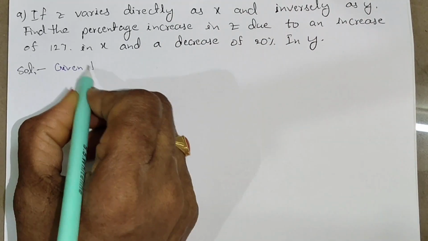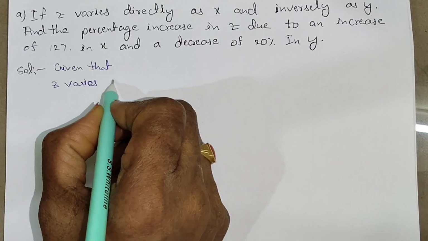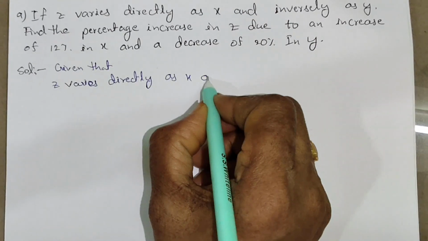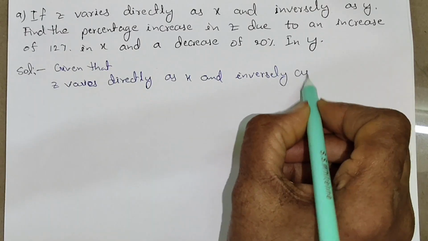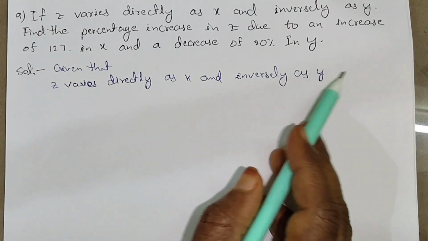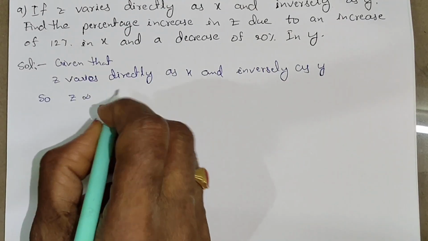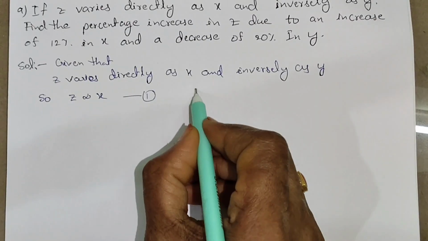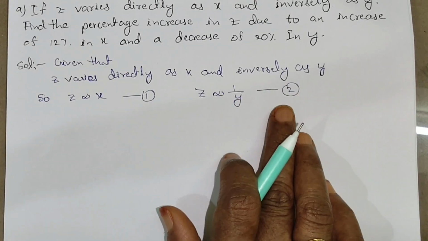Given that Z varies directly as X and inversely as Y. So Z is directly proportional to X. This is equation 1. Next, Z is inversely proportional to Y. This is equation 2. So these two are the equations.